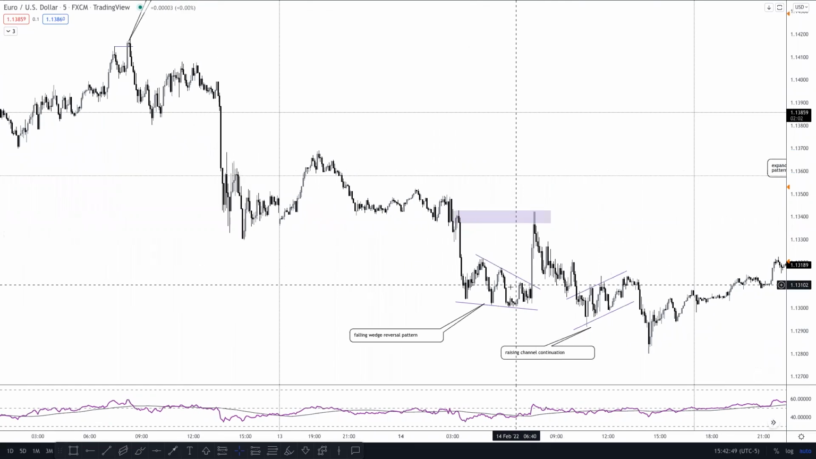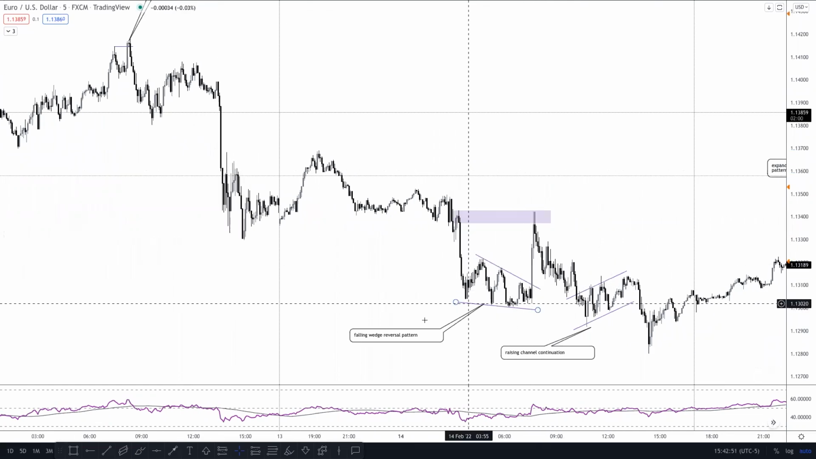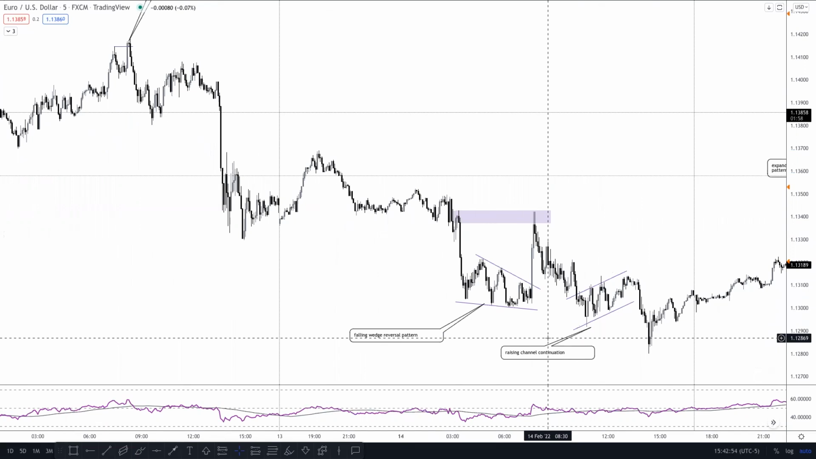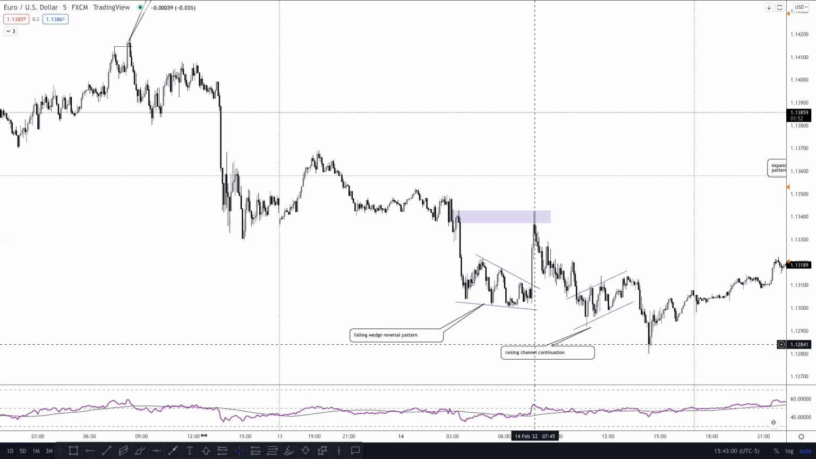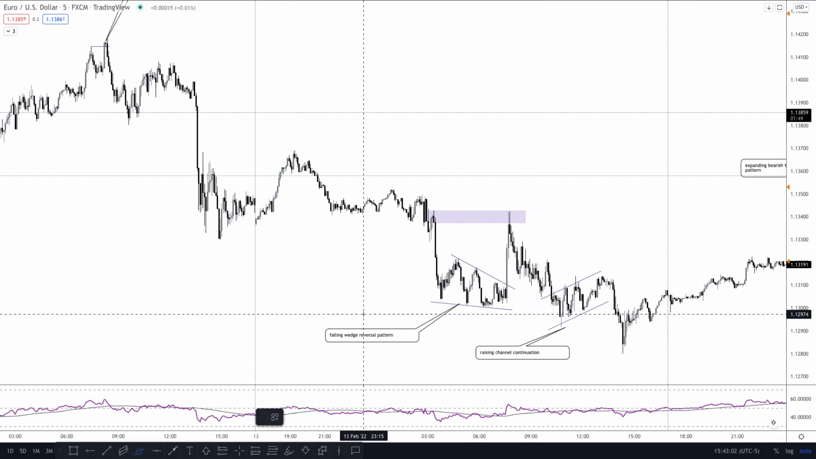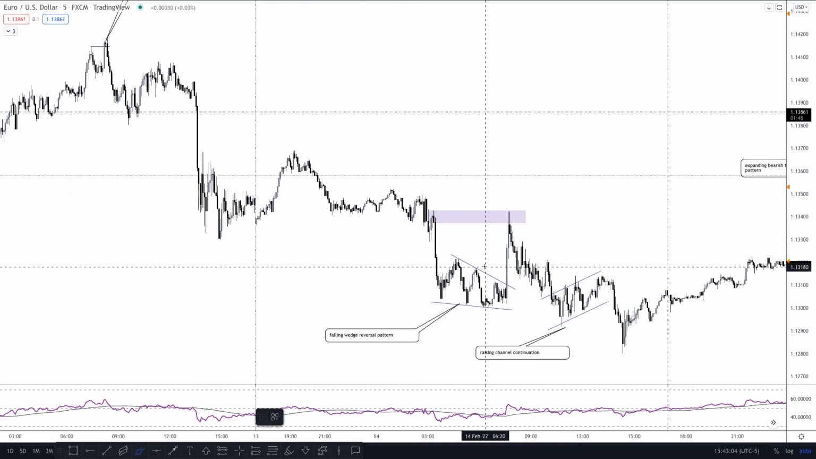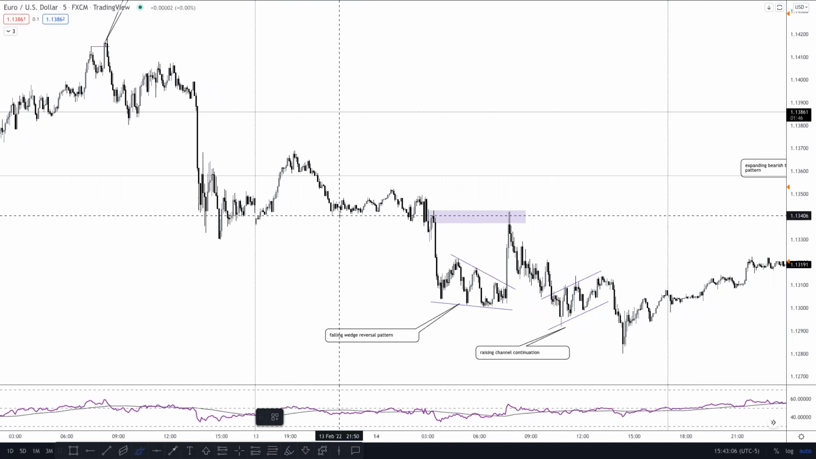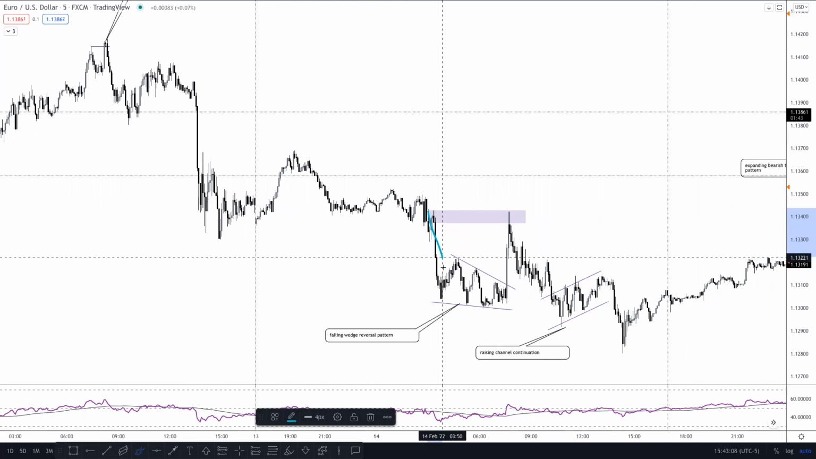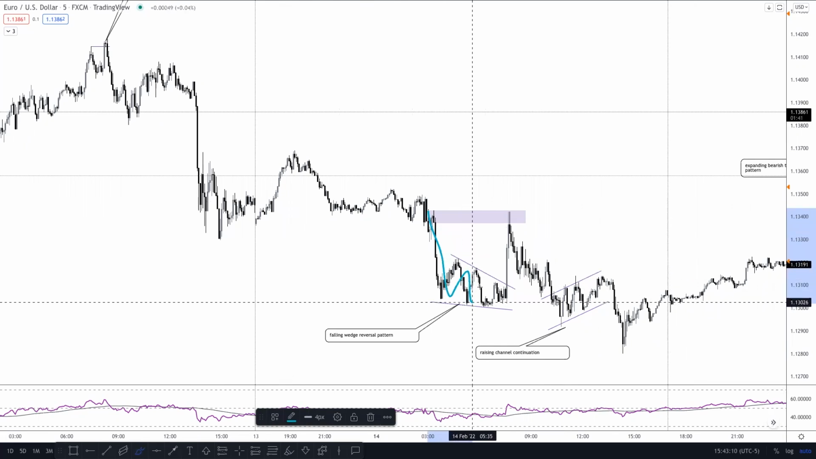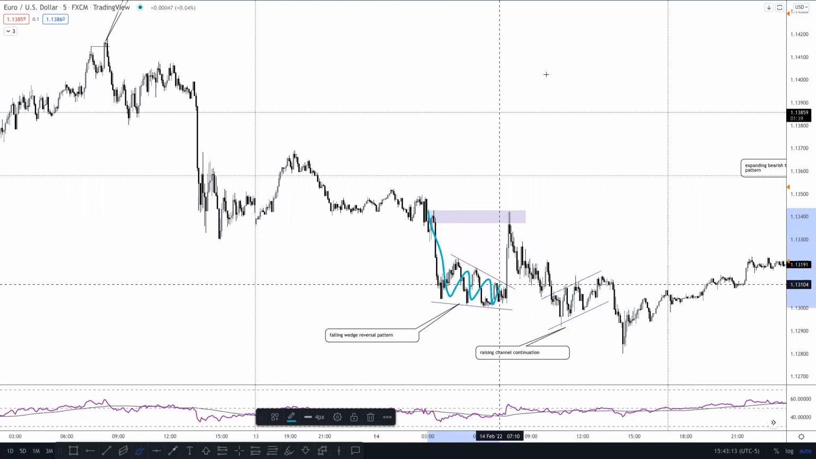Here's some honorable mention patterns that I didn't really discuss in the beginning, but this is a falling wedge, which is generally a reversal pattern, right? And similar to a head and shoulders, I didn't see any head and shoulders reversal patterns in the past couple of days here. But here's that falling wedge, right? And generally we want to see reversal.